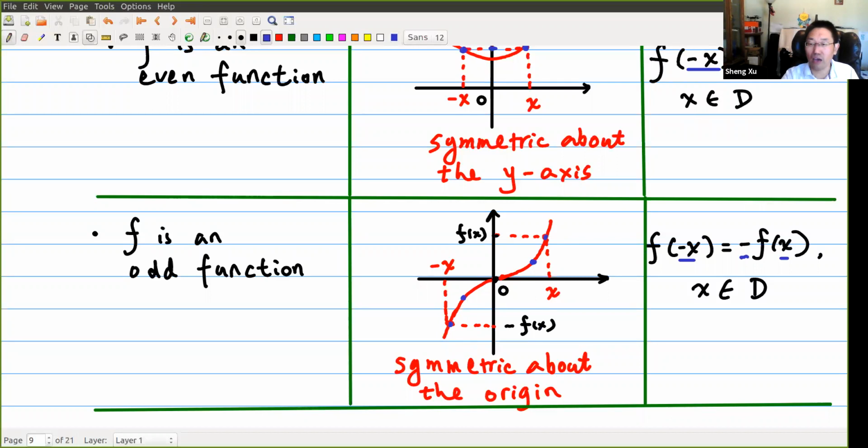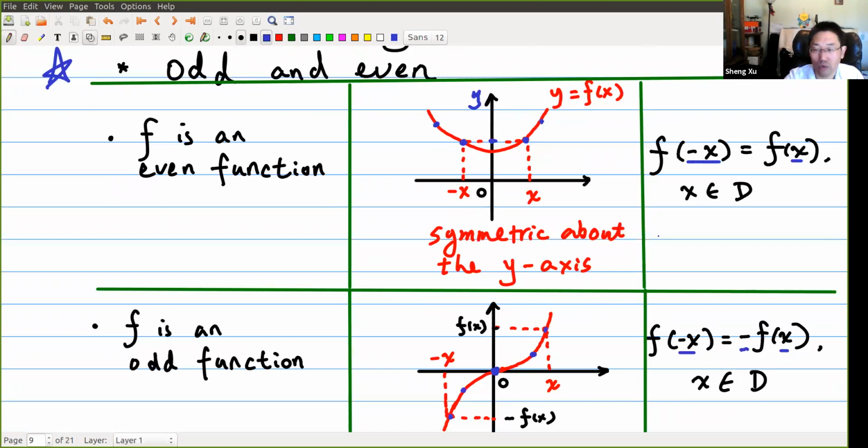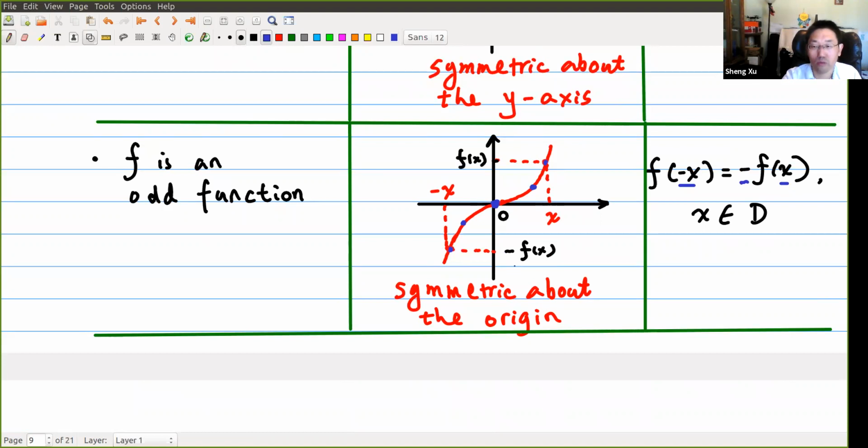So if I ask you, when I plot this graph, this graph goes through the origin. But in the even case, it is not necessarily through the origin. It turns out that for an odd function, it must go through the origin. Do you know why? The graph of an odd function must pass through the origin. Can you figure that out?